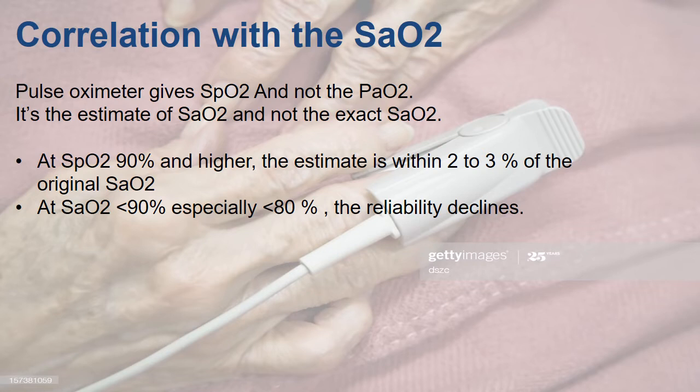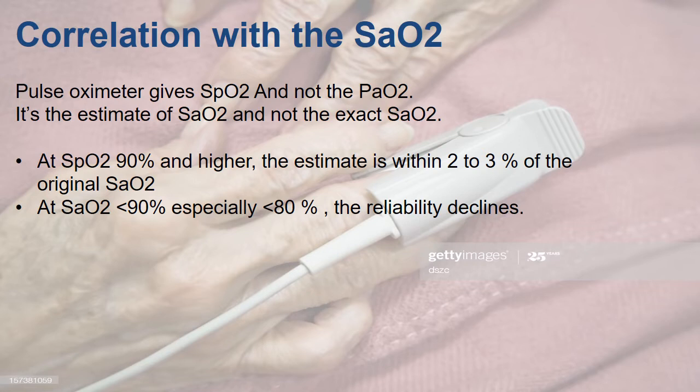Because SpO2 is basically the pulsatile oxygen saturation of the hemoglobin, which you get from the pulse oximeter, but it doesn't give you the partial pressure of oxygen, which is the dissolved amount of oxygen in the blood. You get PaO2 from an ABG. Also, it is only an estimate of SaO2.